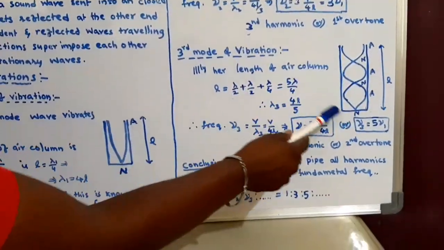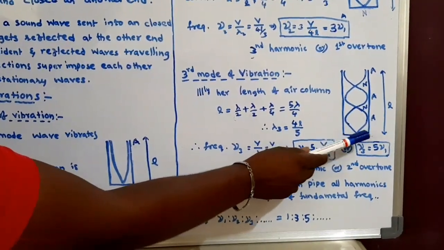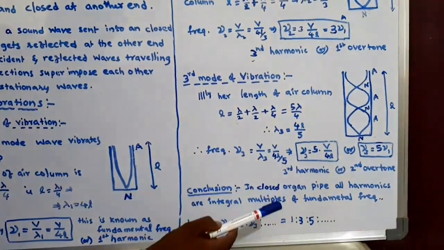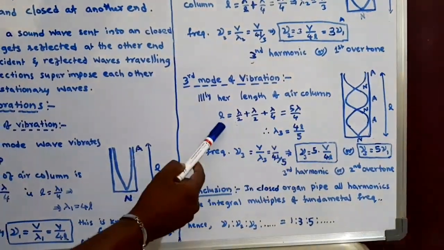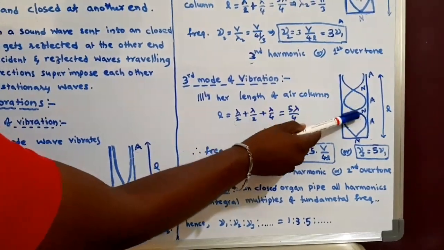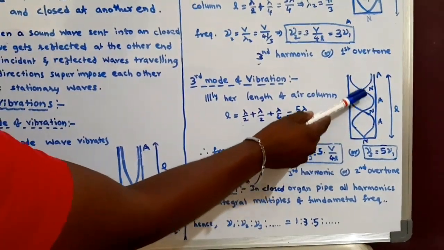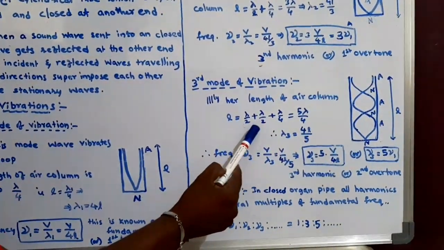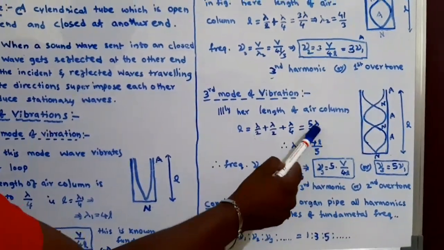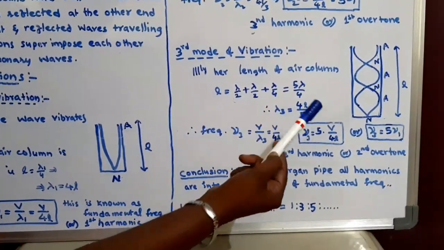The diagram will be represented in this way, but the closed end side always forms a node and the open end side an antinode. The length of the air column is equal to 5 lambda by 4, because this is lambda by 4, this is lambda by 2 and this is lambda by 2. Adding lambda by 2 plus lambda by 2 plus lambda by 4 gives 5 lambda by 4. Assume the lambda is lambda 3 here, then it becomes 4L by 5.